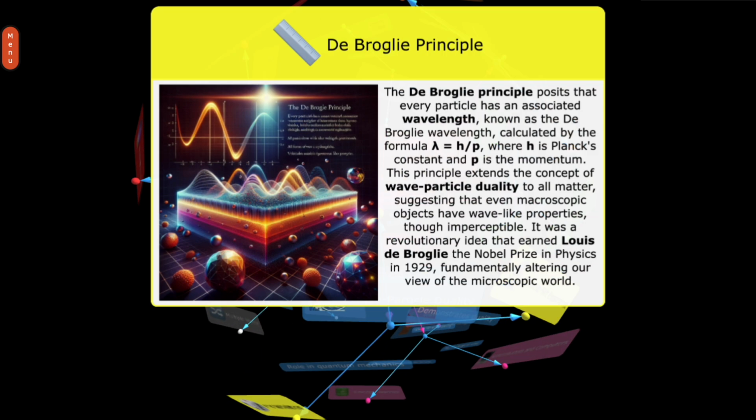The de Broglie principle posits that every particle has an associated wavelength, known as the de Broglie wavelength, calculated by the formula λ = h/p, where h is Planck's constant and p is the momentum. This principle extends the concept of wave-particle duality to all matter, suggesting that even macroscopic objects have wave-like properties, though imperceptible. It was a revolutionary idea that earned Louis de Broglie the Nobel Prize in Physics in 1929, fundamentally altering our view of the microscopic world.